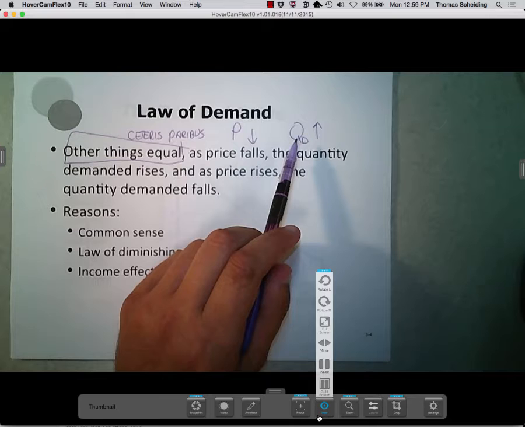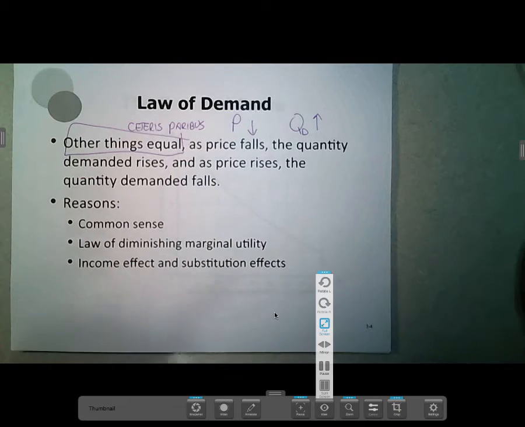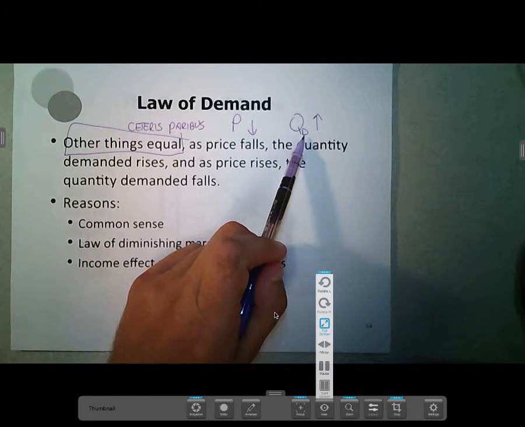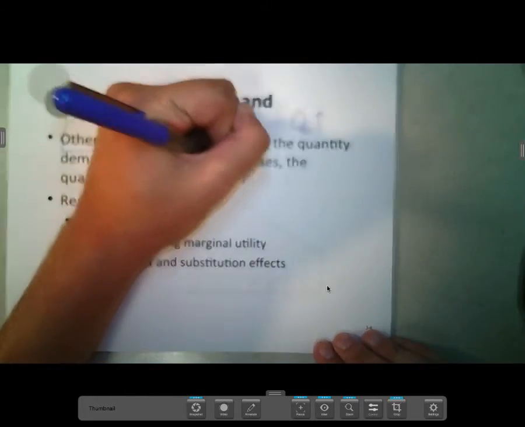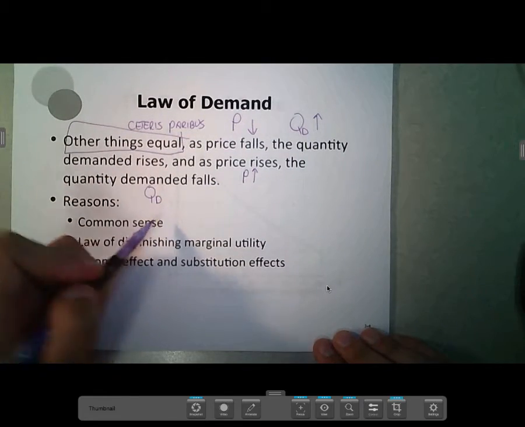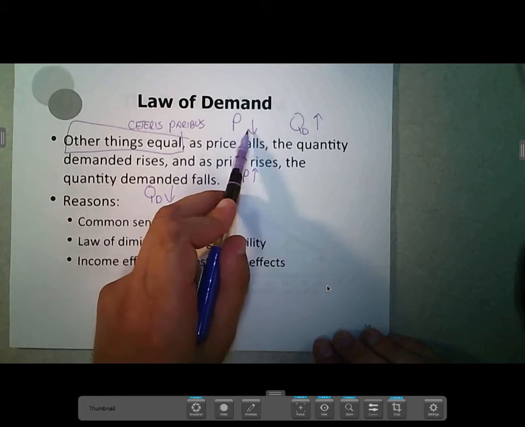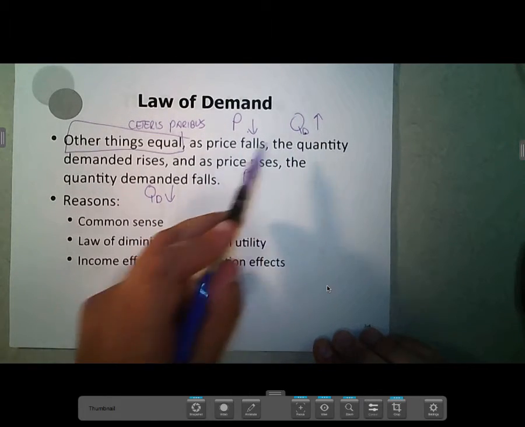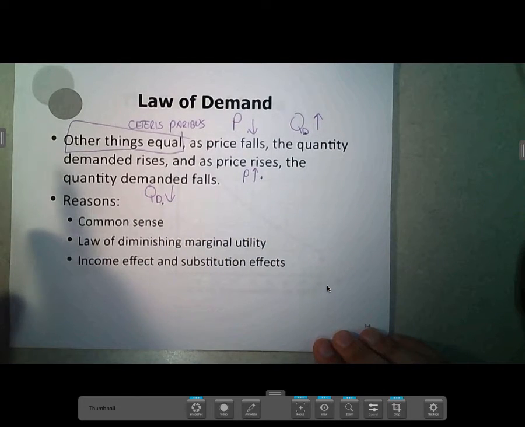And in the quantity demanded part of this, what we're saying is that we're talking about a particular point. And that as the price rises, the quantity demanded, or Q subscript D, falls. What we're seeing here is an inverse relationship. P goes down, quantity demanded goes up. Quantity demanded falls, price rises, right? Price rises, quantity demanded falls.